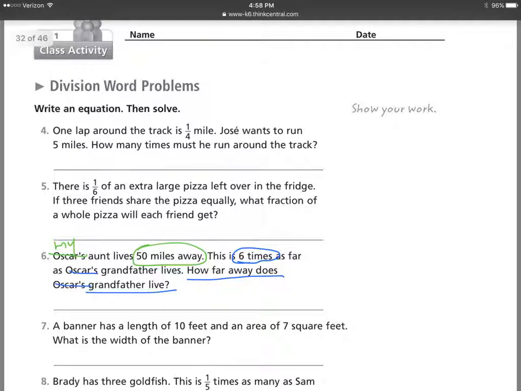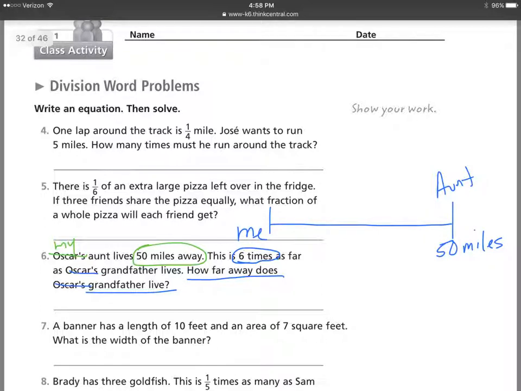I immediately think of a number line when I'm thinking of distance. If I have a number line, I would be the first one on my number line. This would be my house. And farthest away from me would be my aunt, who is 50 miles away.